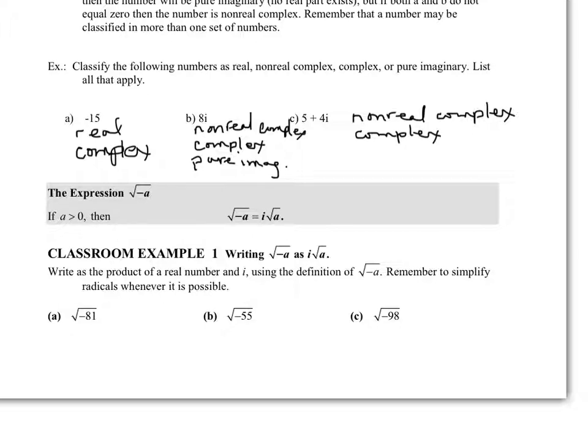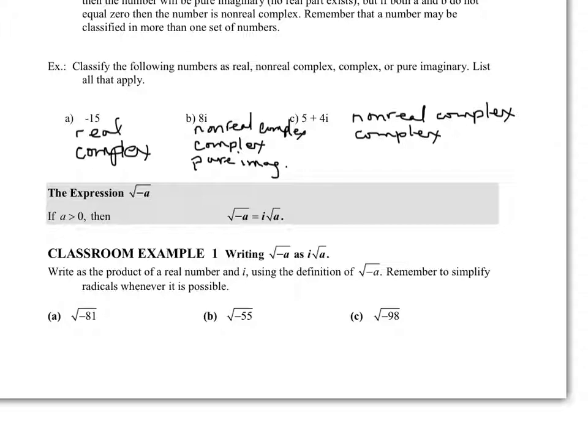If we look at the last part of this page of notes, and remember when you get to the bottom you can arrow over to the next slide, we will practice how to simplify these radicals that have negatives underneath and turn them into complex numbers.